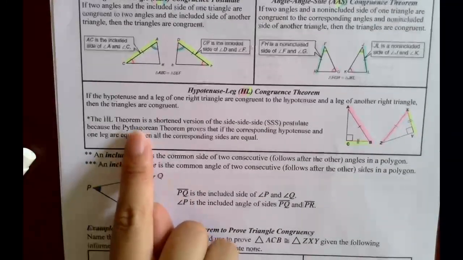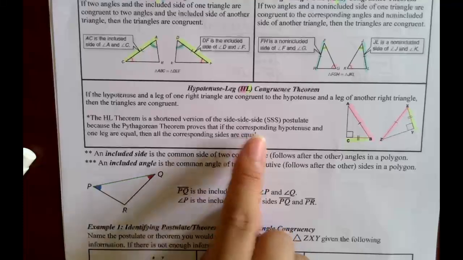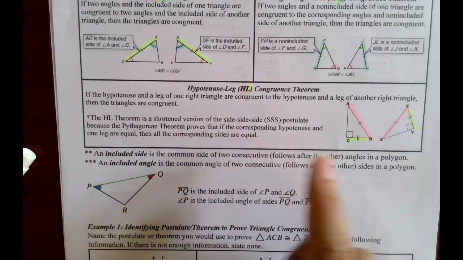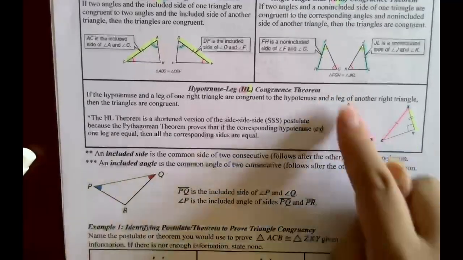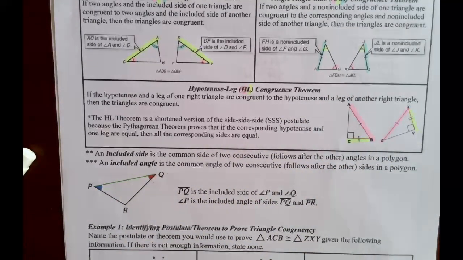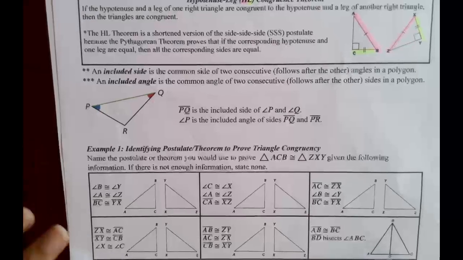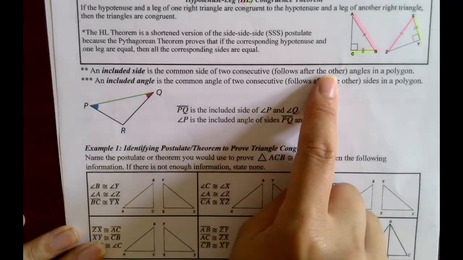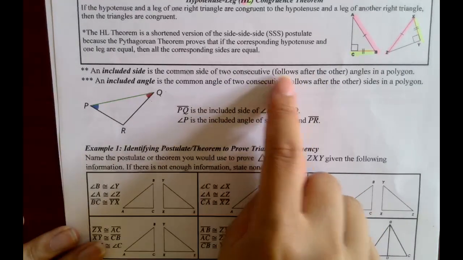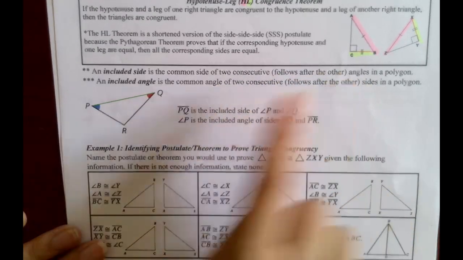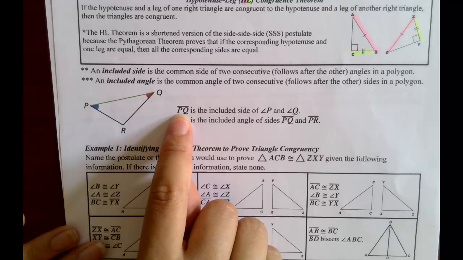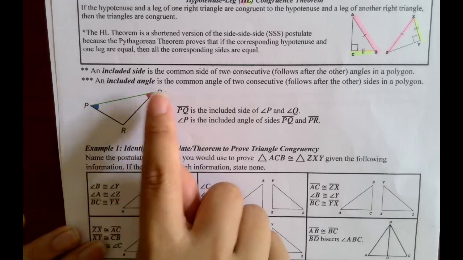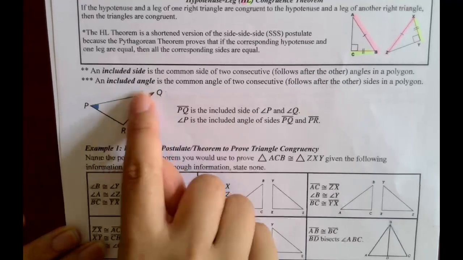Okay, this is a shortened version of side, side, side, because using the Pythagorean theorem, we can figure out what the other side is, and based off of that, they would have to be the same thing. Okay, and then here, just a reminder again, an included side is the common side of 2 consecutive angles, meaning one that follows after the other, in a polygon. So an example here is segment PQ is the included side of angle P and angle Q, right? So the one in between. Okay.